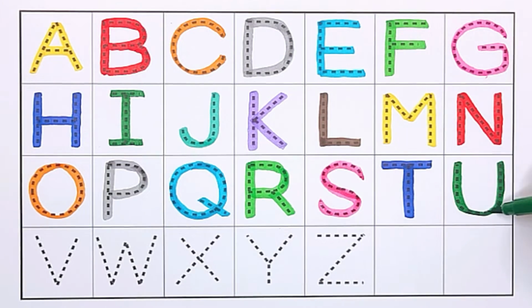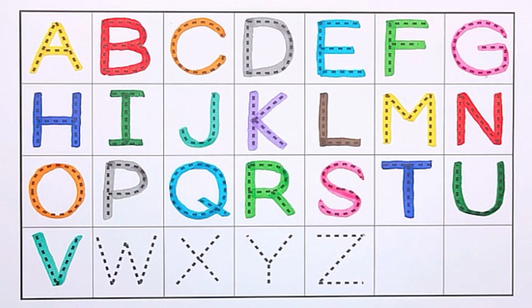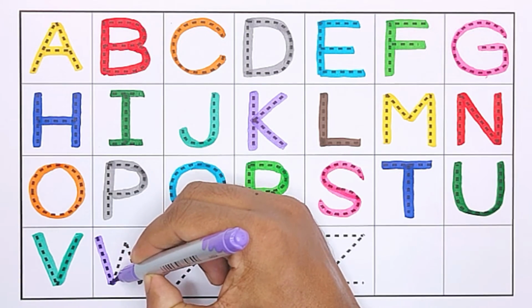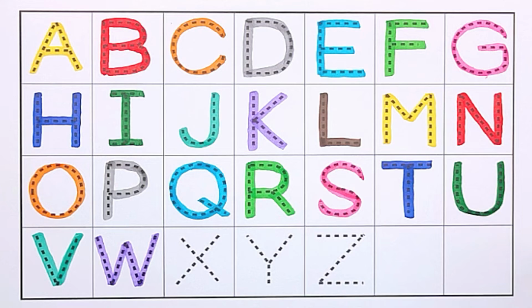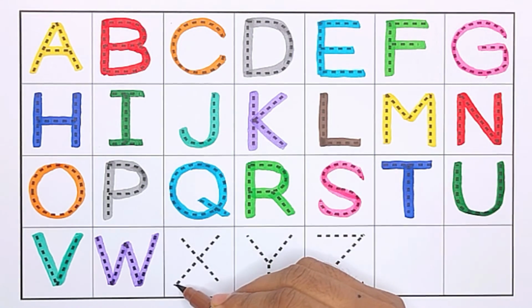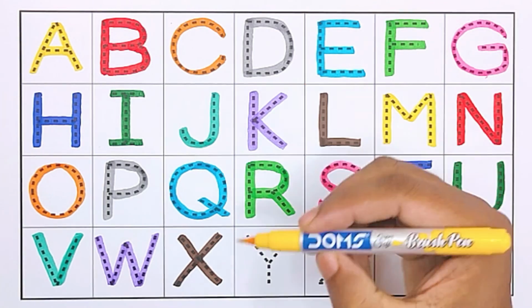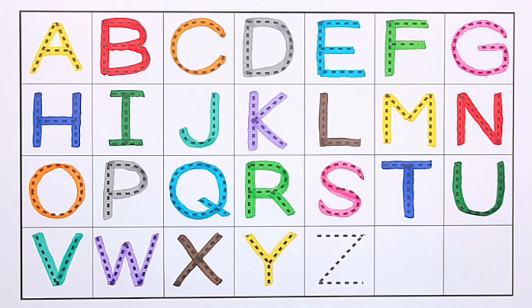U for umbrella. See green color. V for van. Purple color. W for watch. Brown color. X for Xerox. Yellow color. Y for yo-yo. Red color. Z for zebra.